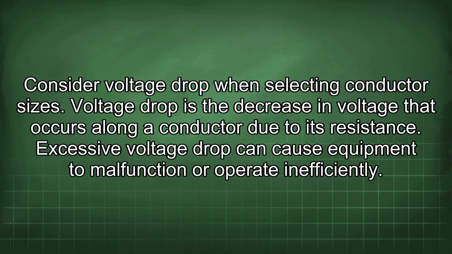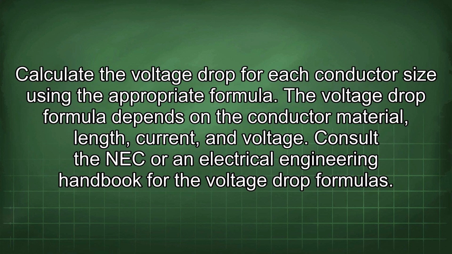Consider voltage drop when selecting conductor sizes. Voltage drop is the decrease in voltage that occurs along a conductor due to its resistance. Excessive voltage drop can cause equipment to malfunction or operate inefficiently. Calculate the voltage drop for each conductor size using the appropriate formula. The voltage drop formula depends on the conductor material, length, current, and voltage. Consult the NEC or an electrical engineering handbook for the voltage drop formulas.